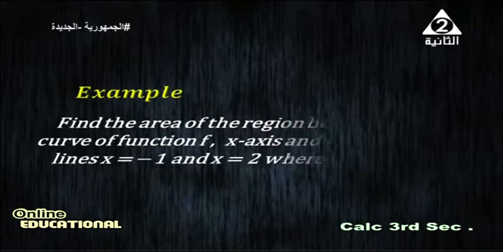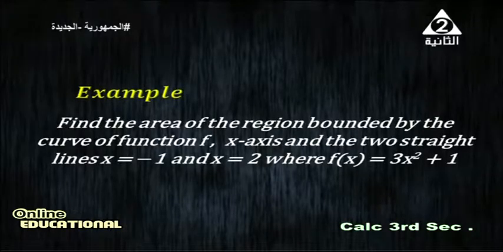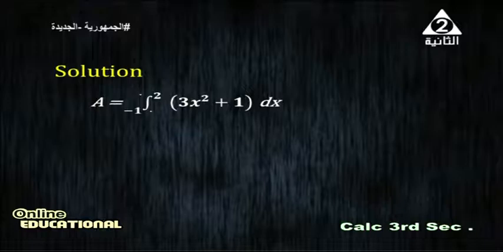Another example. Find the area of the region bounded by the curve of the function f, the x-axis, and the two straight lines x equals -1 and x equals 2, where f of x equals 3x² + 1. The area is the definite integral of the function 3x² + 1 dx from -1 to 2.